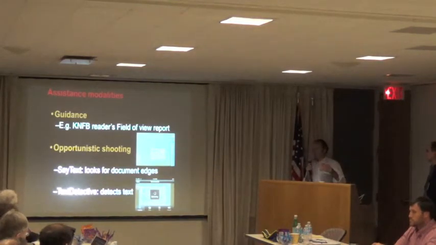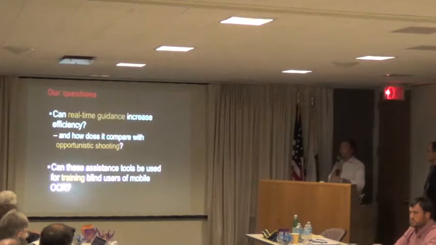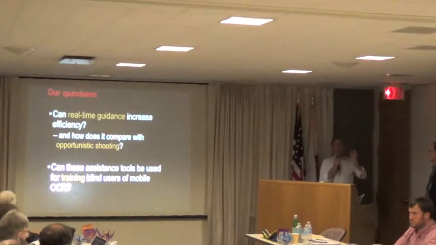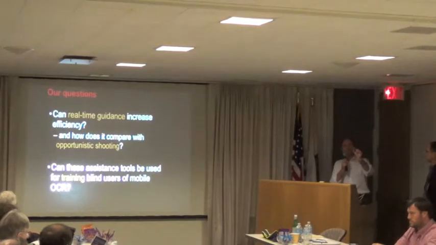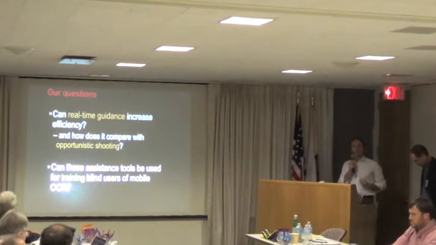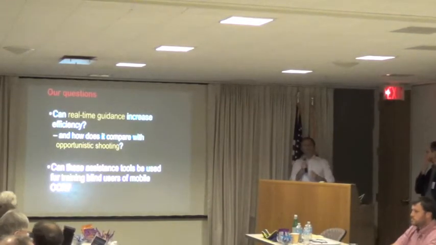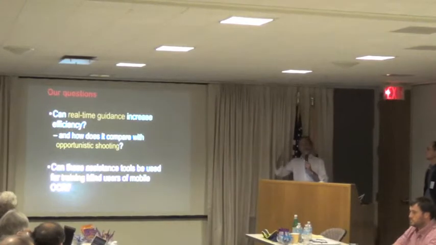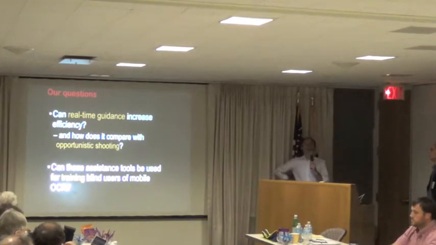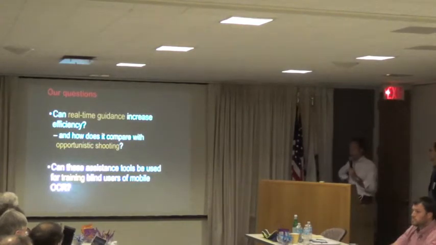Now, we wanted again to ask ourselves these questions. If I had a system that can give me real-time guidance, I'm not going to tell you how I'm going to do it, but suppose you built it. It's perfect. It gives you good guidance. How well would it work? Would it really help you take better pictures? How would it compare to a probably simpler opportunistic shooting type of system?